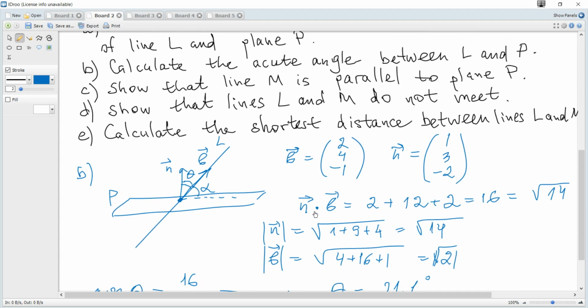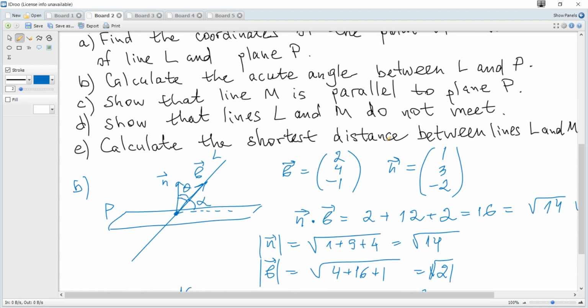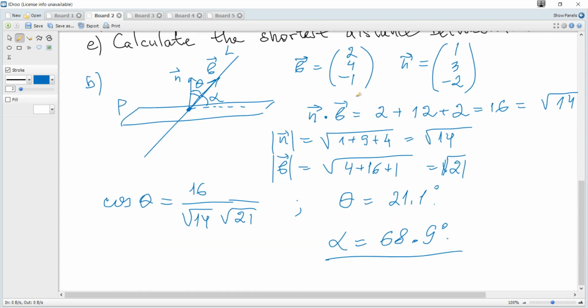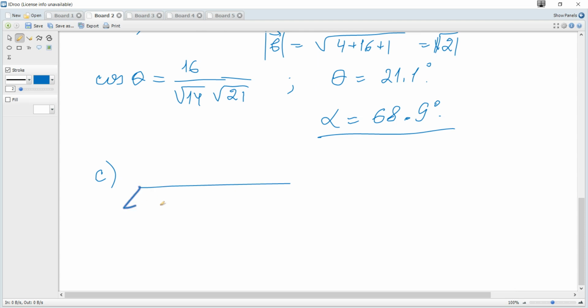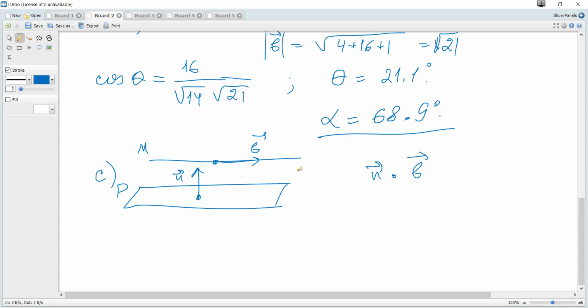The next, C, show that line M is parallel to the plane P. So the situation looks like this: line, now it's M, has a direction vector, and the plane has a normal. If the line is parallel to the plane, the normal becomes perpendicular, and to show that it's true, if we show that normal dot product direction vector is 0, it implies that the normal is perpendicular to the direction vector of the line, and hence the line is parallel to the plane as required.